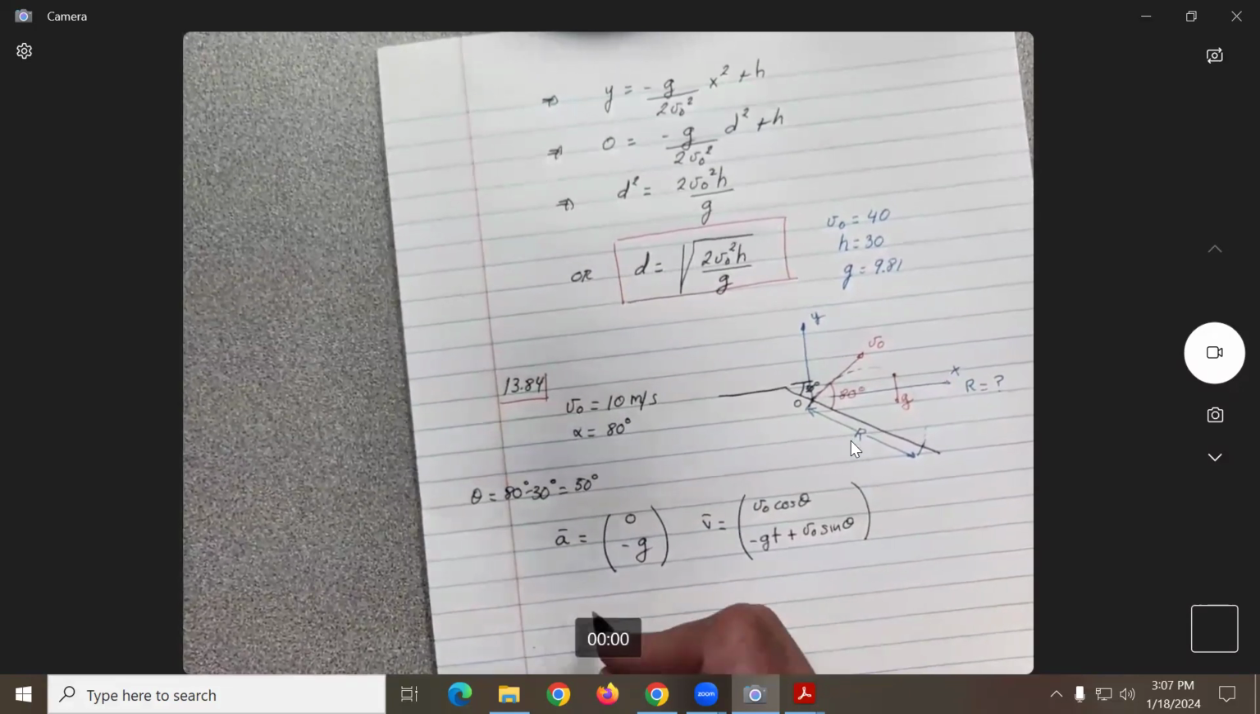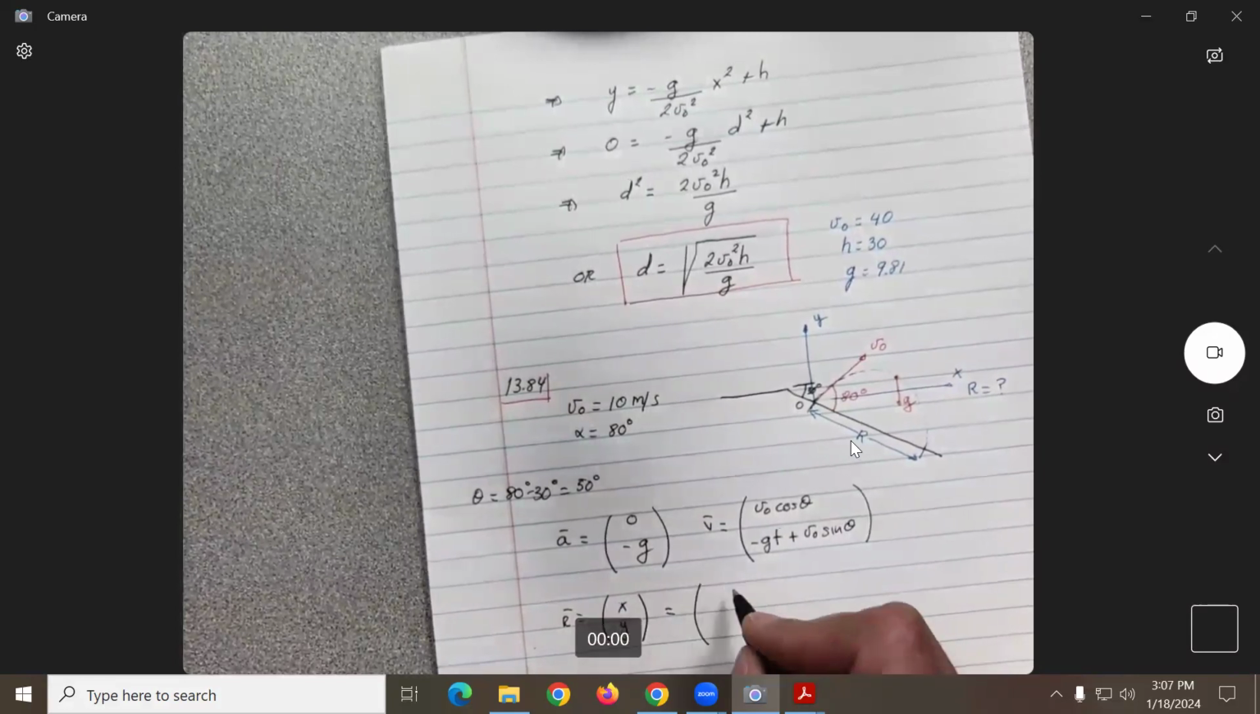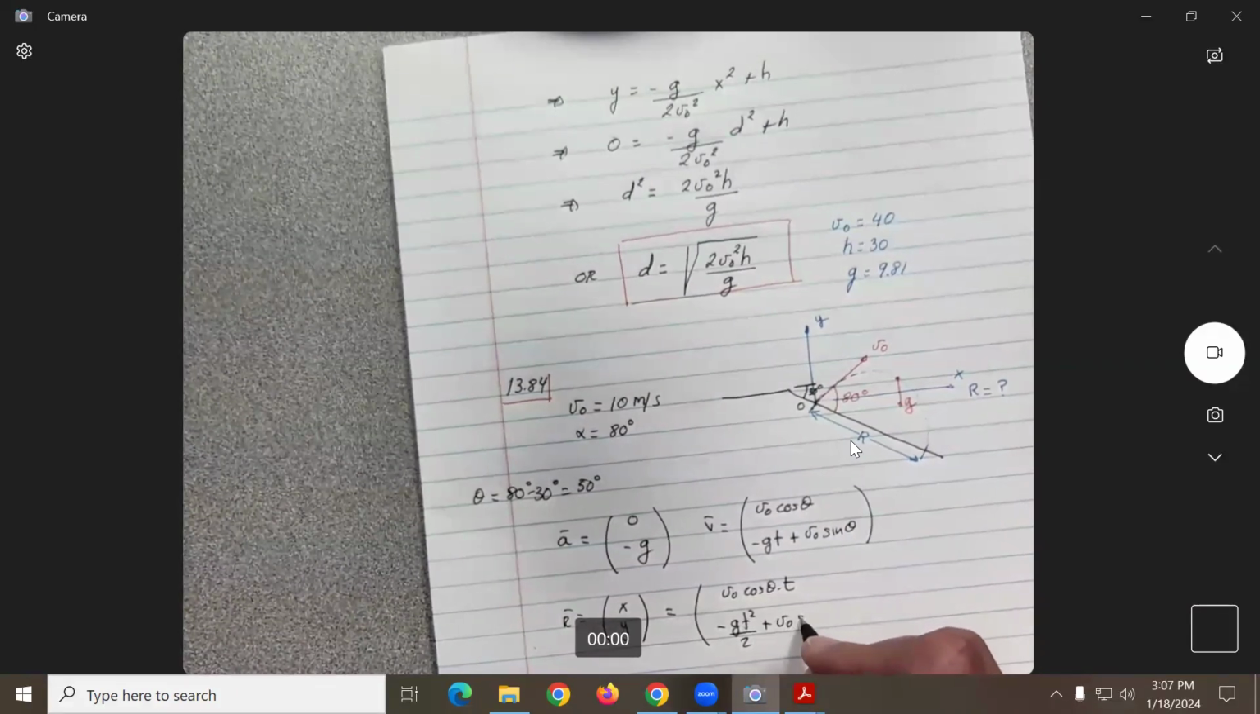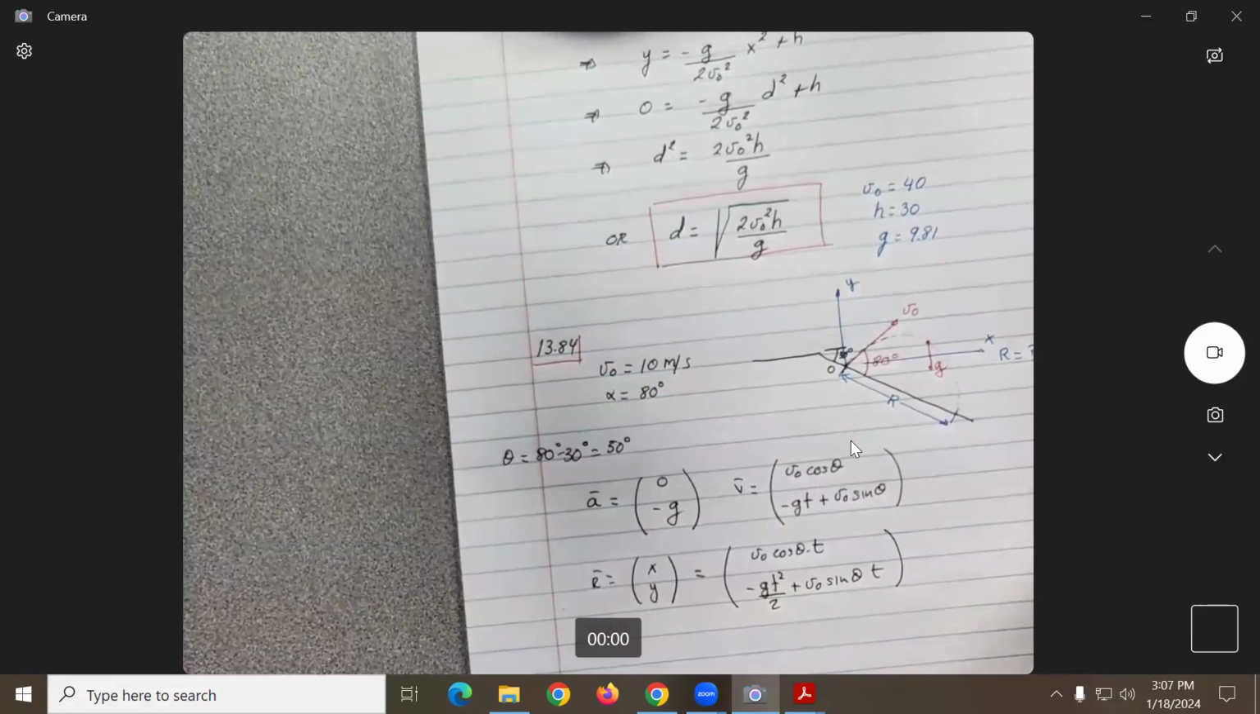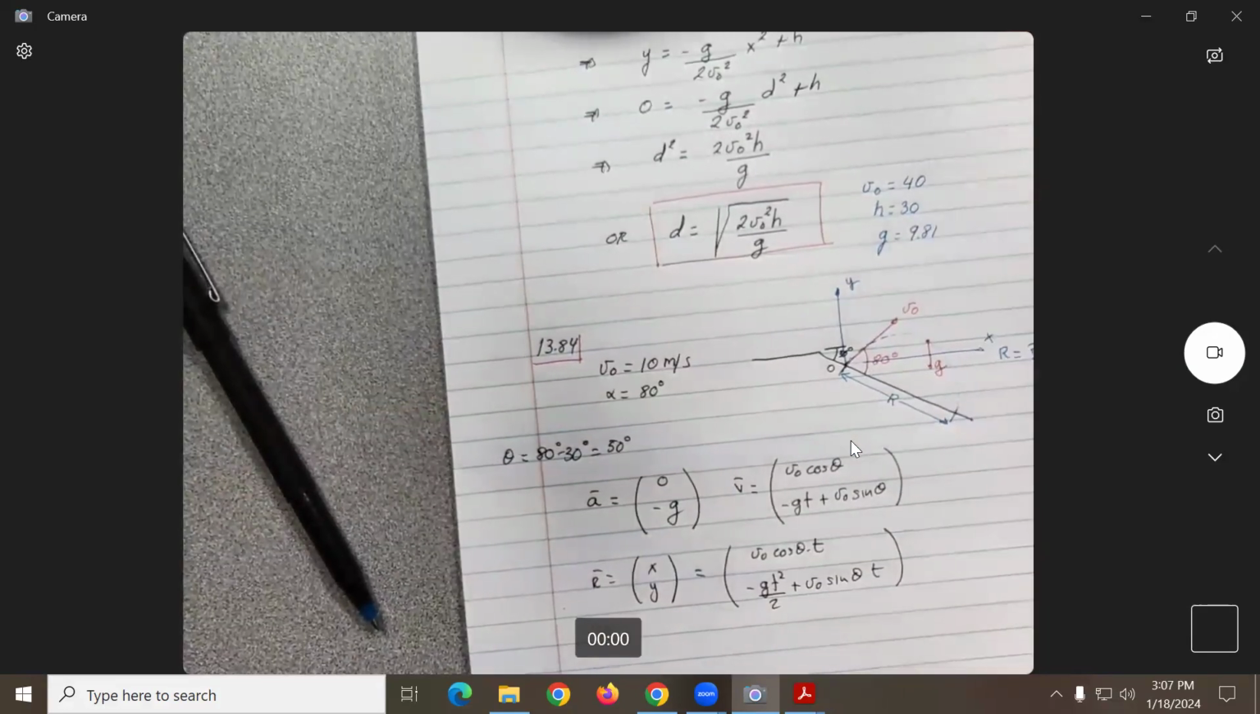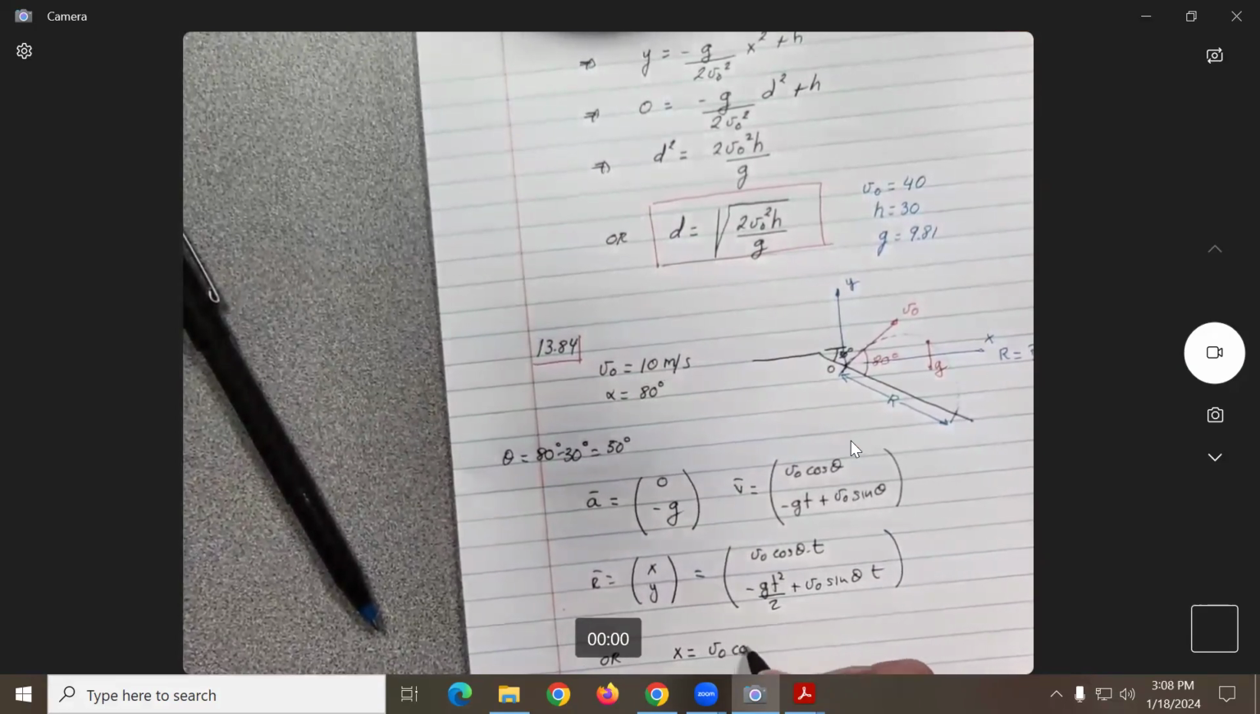And then we will have R equal to X and Y, that would be equal to V naught cos theta T, minus GT squared over 2 plus V naught sine theta T. Or X would be equal to V naught cosine theta T, Y equal to minus GT squared over 2 plus V naught sine theta T.